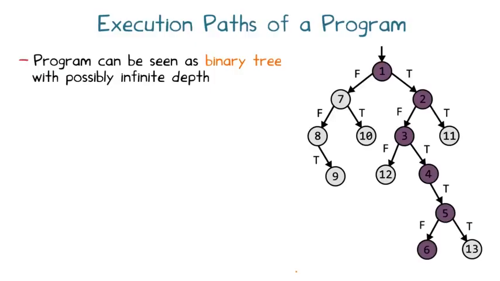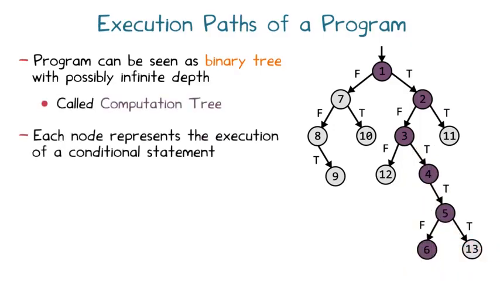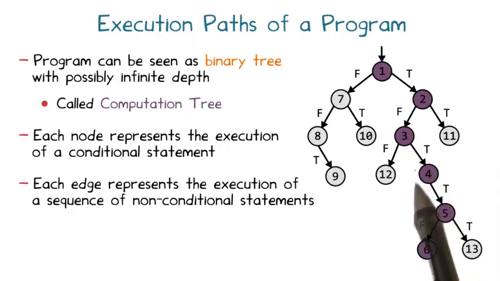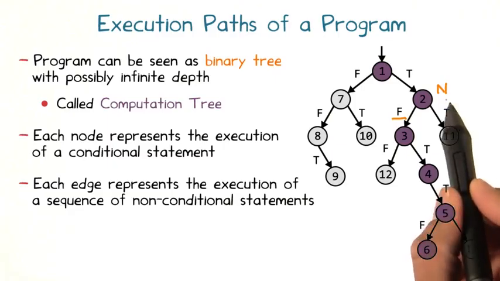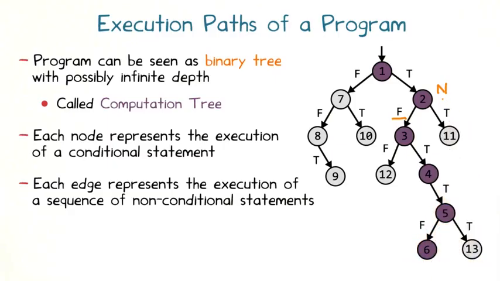To understand how dynamic symbolic execution works, let's visualize a program as a binary tree with possibly infinite depth called the computation tree. Each node in the tree represents the execution of a conditional statement, and each edge in the tree represents the execution of a sequence of non-conditional statements. The left child of a node n represents the branch point reached by taking the false branch at n, and the right child of a node n represents the branch point reached by taking the true branch at n.